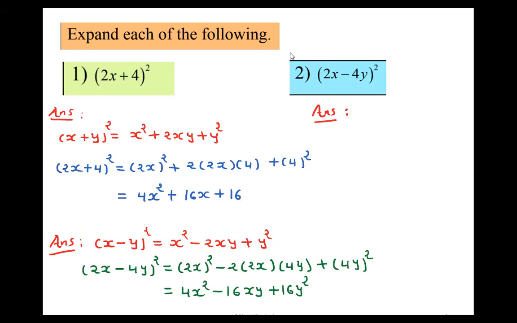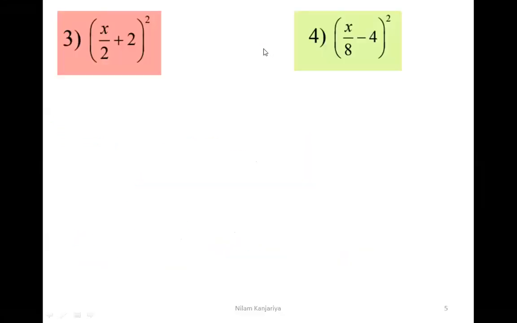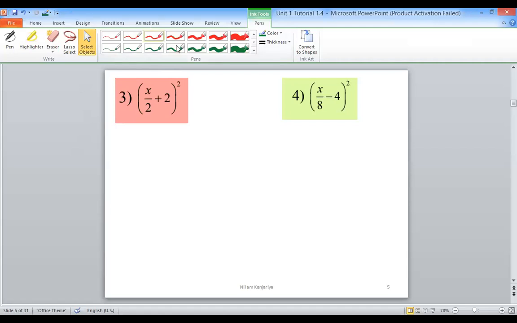Next example, more identities. Here again positive and negative square identities. Now I'm not writing the identities every time. (x + y)² means x² + 2 into x into y + y², so directly I can write the answer. The first term square, (x/2)², plus 2 into first and second element, plus second square.